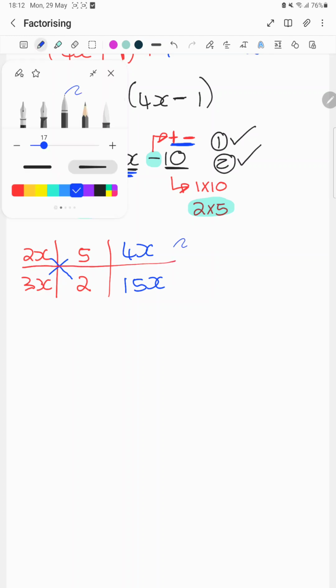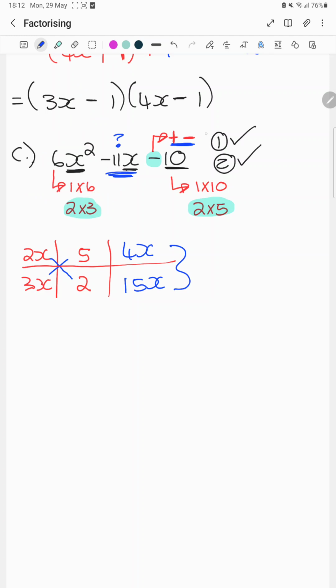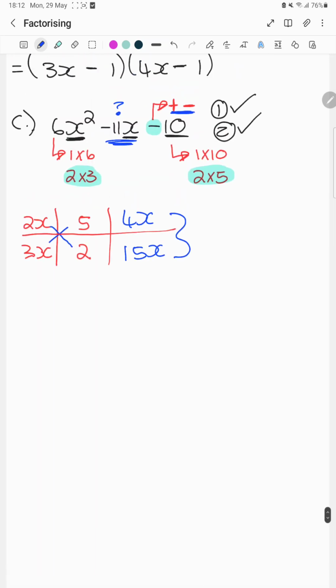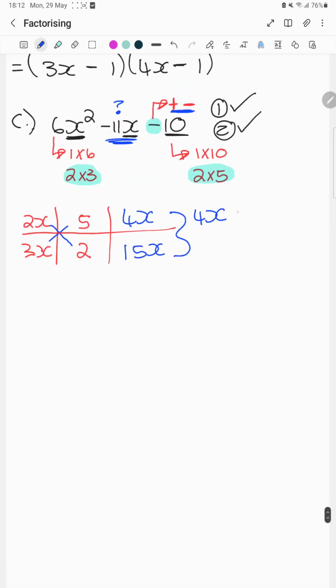Alright, so now let's use the 2 factors we just got. Remember, one has to be positive, one has to be negative. So doing that, I'm going to say 4x minus 15x, which is negative 11x. What was I looking for? I was looking for negative 11x, which means that this combination is correct. Now your last step is just to put it into brackets. So our top 2 terms go into a bracket and our bottom 2 go into a bracket.